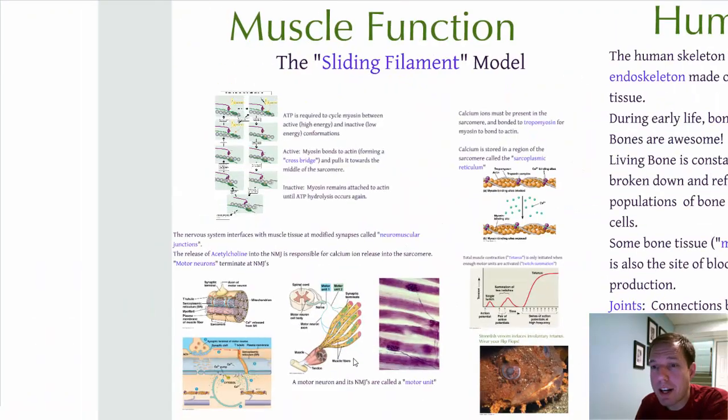Now, muscle contraction is known as the sliding filament model. And the filaments are those actin and myosin proteins, and the sliding part refers to the fact that these two proteins are moving past each other with the help of ATP and the nervous system.